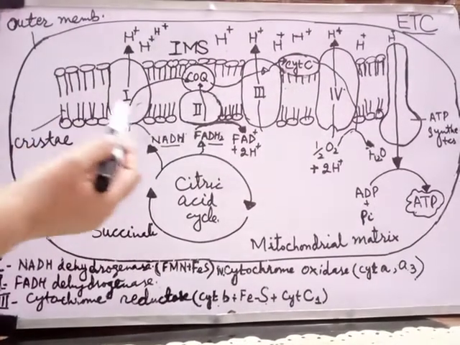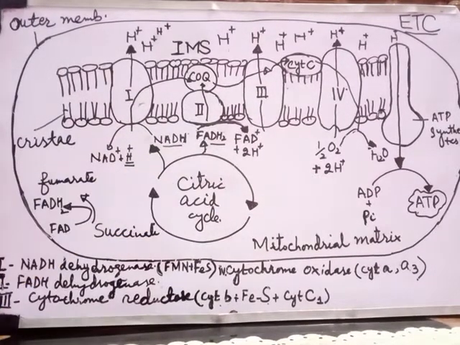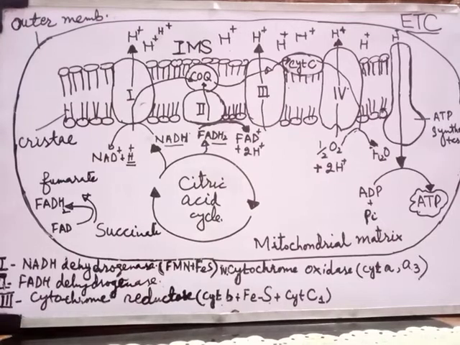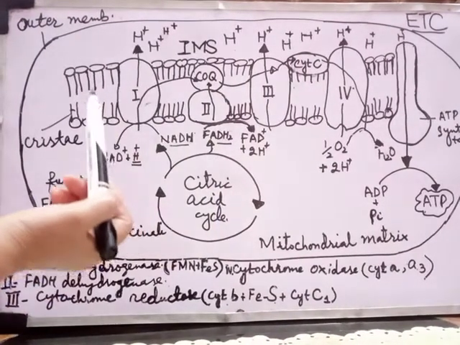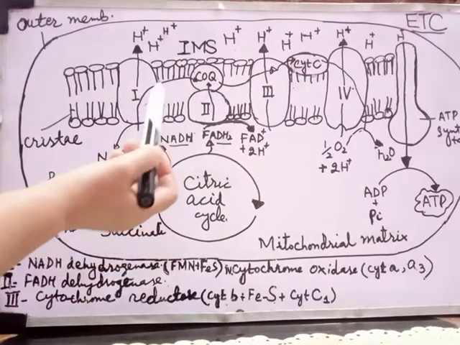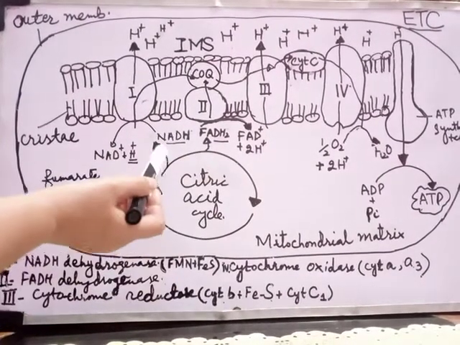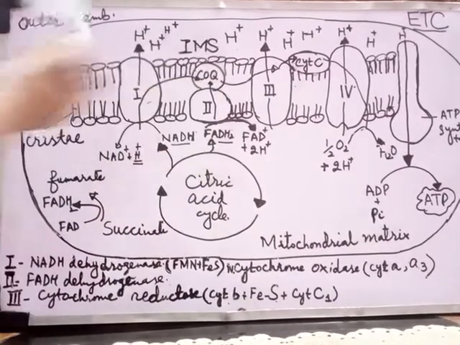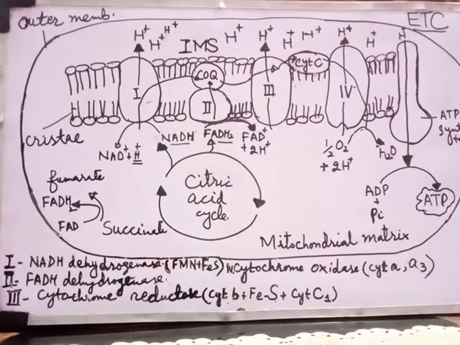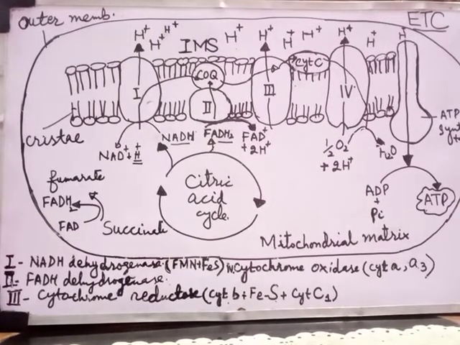Now student, all the NADH and FADH2 which are produced during the earlier stages of cellular respiration, like glycolysis, oxidation of pyruvate, and the citric acid cycle, contribute their electrons to this chain, which is called the electron transport chain, also called the electron transport system.